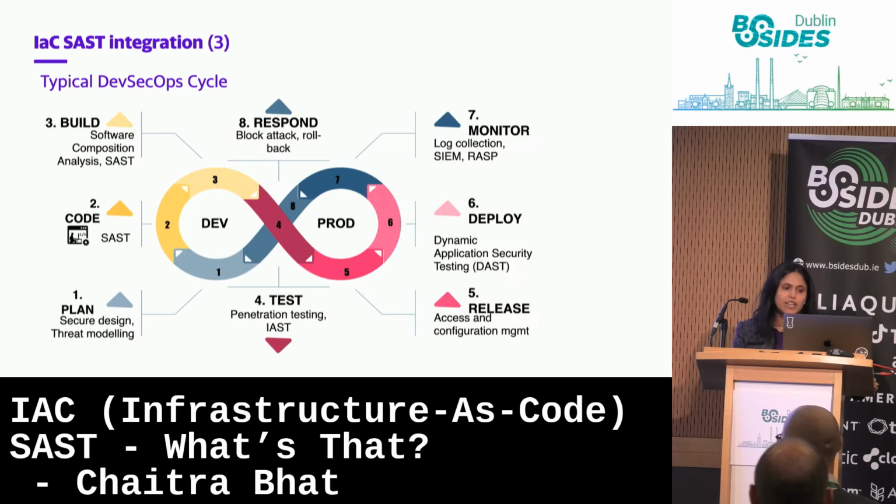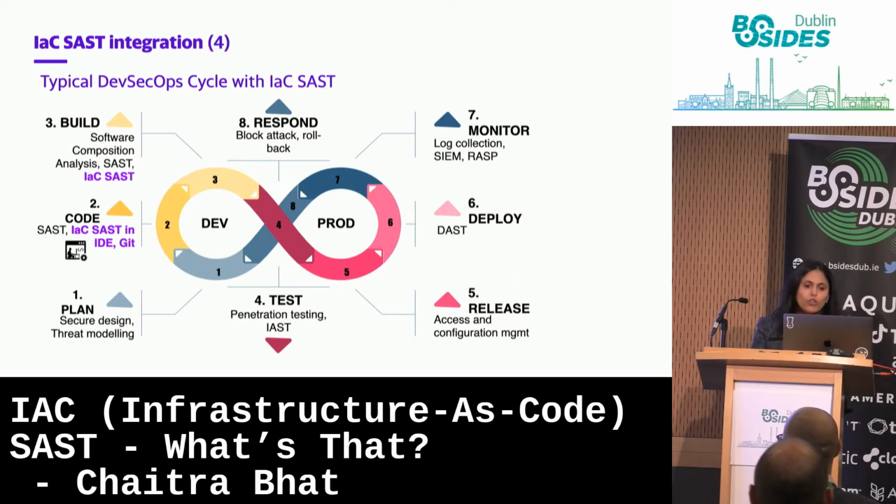Here is your typical DevSecOps cycle. I'm not going to go into the details here. What I want to show you is where in the DevSecOps cycle your IAC SAST tool would fit in. It fits in the coding stage, as I said, plug it into your IDE or with your Git for immediate feedback. And in your build cycle, on every pull request, maybe you want to automate your scans.